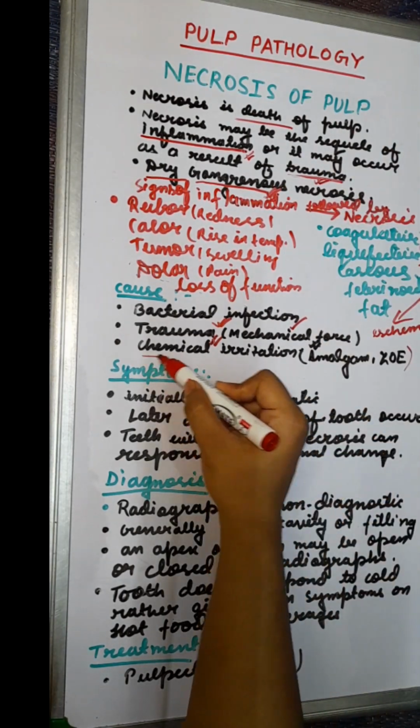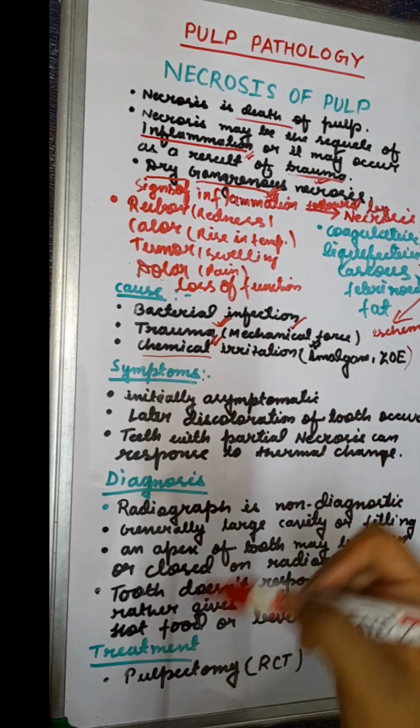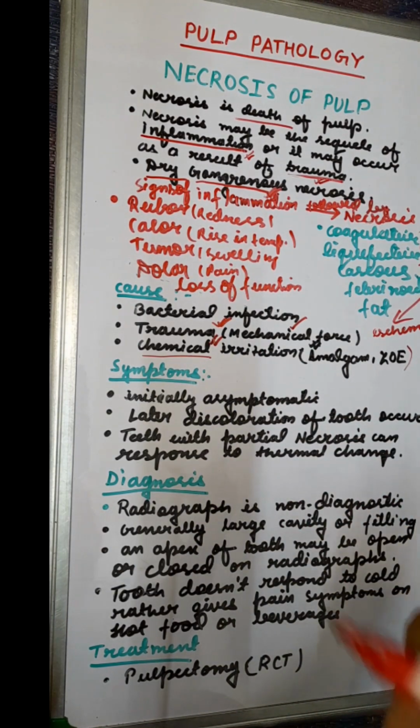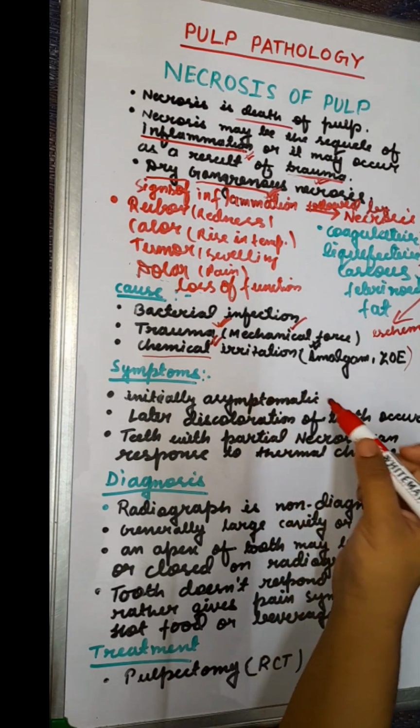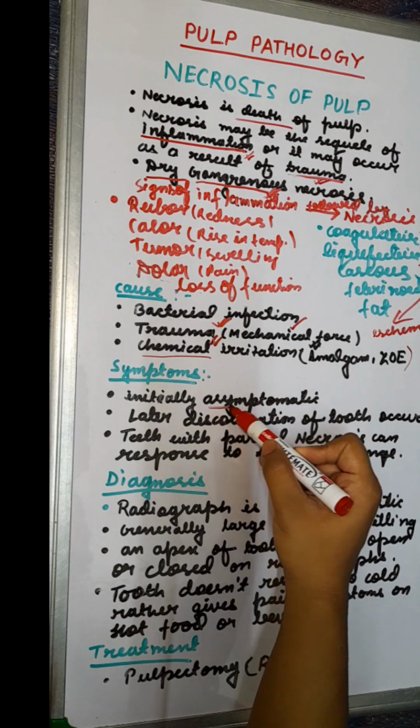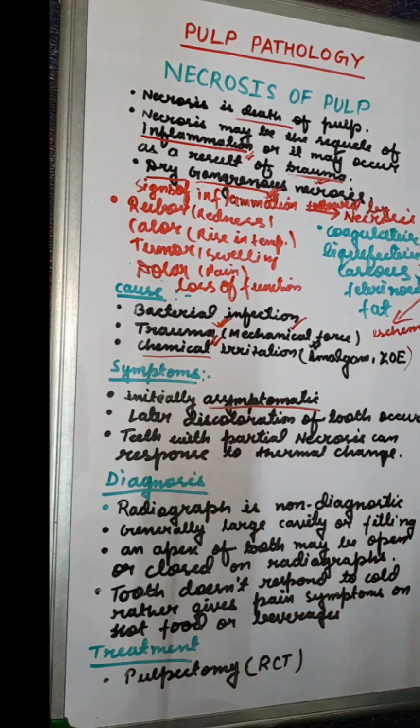Gangrene is a type of necrosis. So necrosis of the pulp could also occur as a consequence of trauma. Trauma could occur due to fall or some fist injury, etc. And the symptoms of necrosis: initially, necrosis of the pulp gives no symptom or it is asymptomatic.